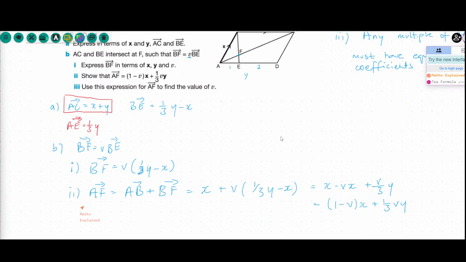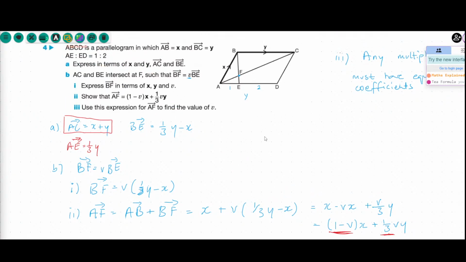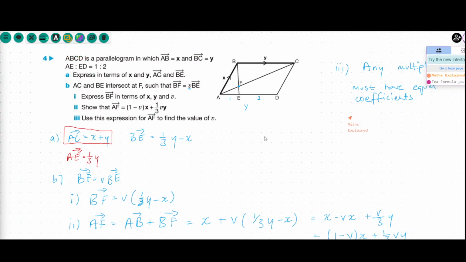So here we know AF is 1 take V plus a third VY. These two parts of this vector must be equal. So then we can say, to find V, therefore 1 take V must equal a third V. And then we can use this to solve for V. So add V to the other side. A third plus 1 is 4 over 3. 4 over 3 V equals 1, therefore V equals 3 on 4. Okay.